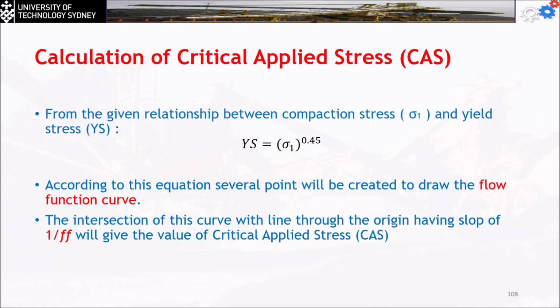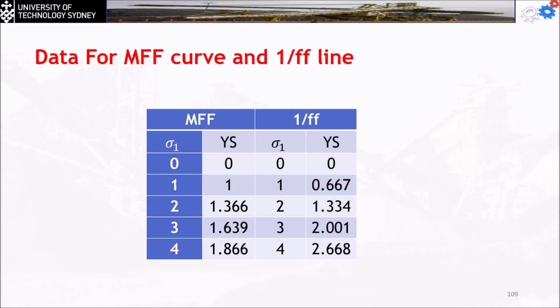So for the FF curve, I will assume the value for the sigma 1, and this will give me the value of the ys. So sigma 1 equal to 0, the value of the ys is going to be equal to 0. At 1, it is 1.12; at 2, 1.36; at 3, 1.639; and at 4 it is going to be 1.866. Now, for the 1 over FF line, at sigma 1 equal to 0 it is 0, at 1 it is going to be 0.667, and at 2 it is going to be 1.334.